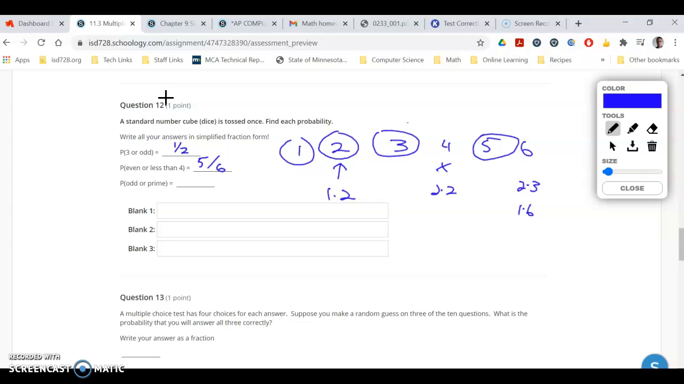Now, prime or odd. 1's actually not prime, but it's odd. So those are prime or odd, so that's 4 out of 6 or 2/3.